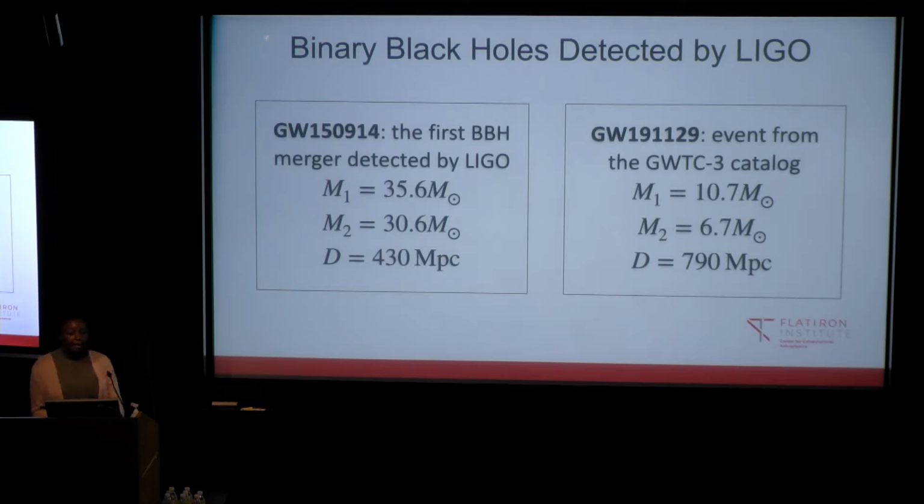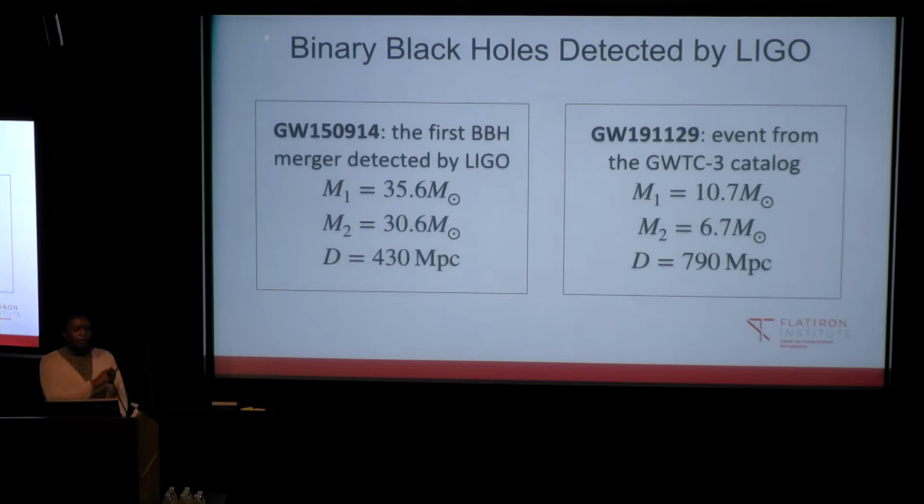These are both binary black hole mergers, and listed for each one are the black hole masses and the distances to them from Earth. The first one is GW150914. This is actually the very first binary black hole merger detected by LIGO. And the second one is our event of interest that we looked at in our study. This is GW191129, an event from the GWTC-3 catalog.